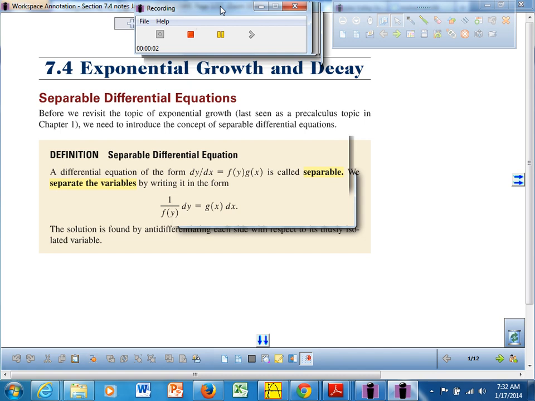So a separable differential equation is a differential equation of the form dy/dx equals f of y times g of x, and that is called separable. The way we separate the variables, just as we did earlier, is y with dy, x is with dx. Things to remember when you are separating variables: we never want a dy or a dx in the denominator. We always want to have multiplying by dy or dx. So that helps you in deciding how to move things.